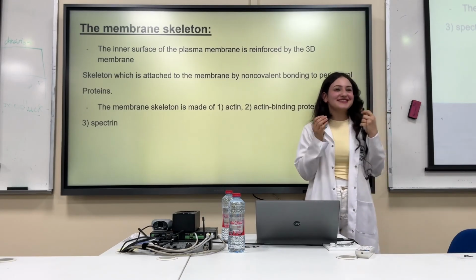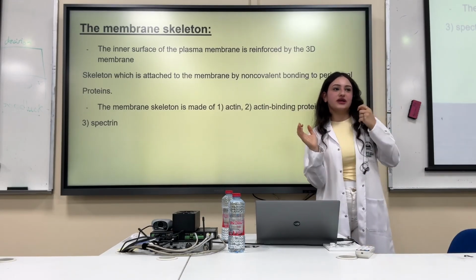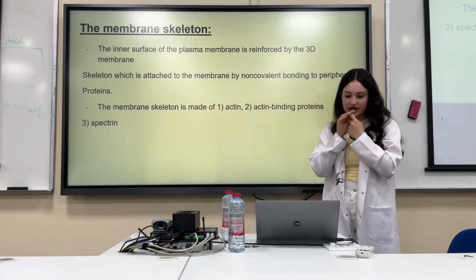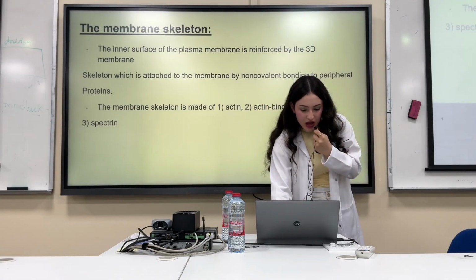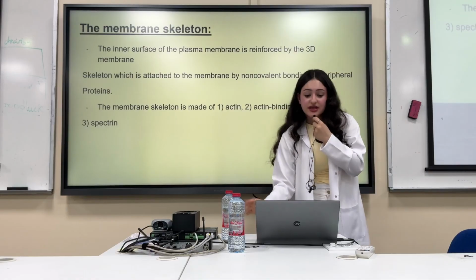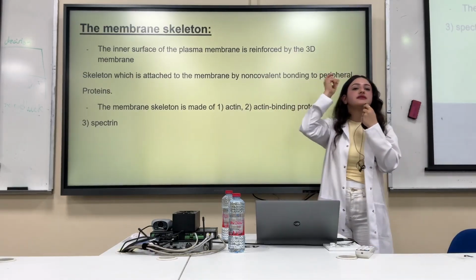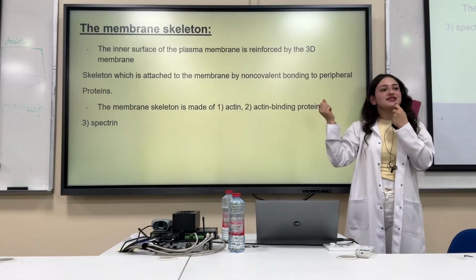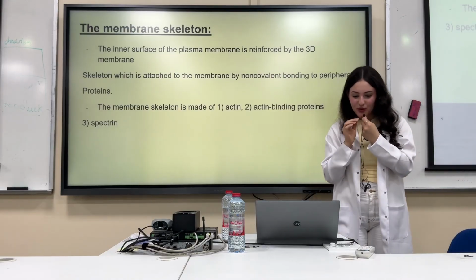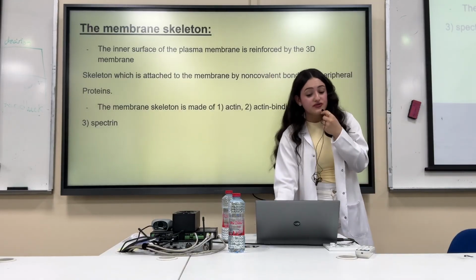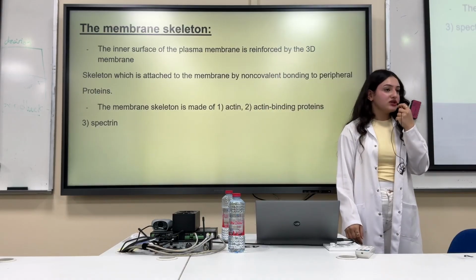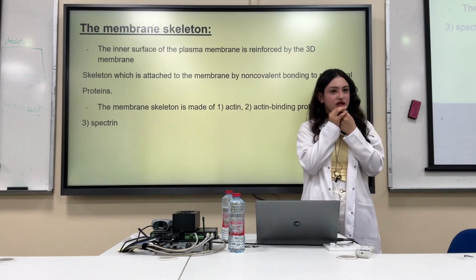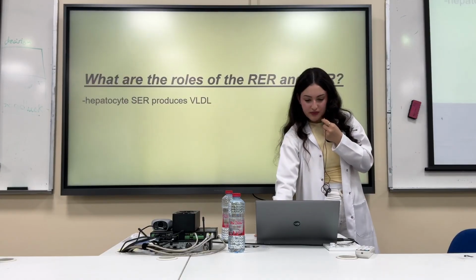How do our cells stay in place? How do they not fall off? Will they become curvy? Will they be irregular? They have what? They have a membrane skeleton. The skeleton is attached to the inner membrane. So it's attached to the proteins via non-covalent bonding. You also have to know what the membrane skeleton is made of. It's made of actin and spectrin and actin binding proteins. This is very important.